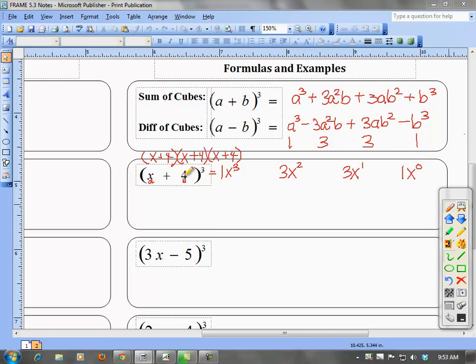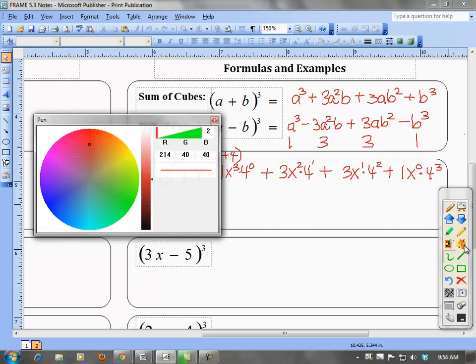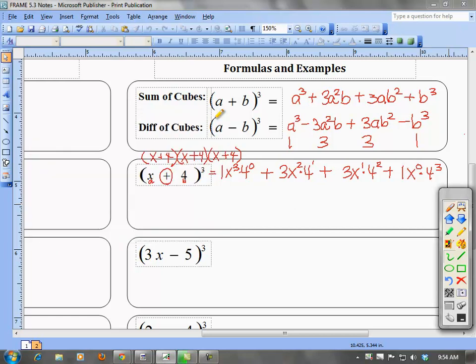Now, I started at 3 and worked my way down. When I do this with the 4, I'm going to start at 0 and work my way up. So I'm going to times this by 4 to the 0, times this by 4 to the first, times this by 4 to the second, times the last one by 4 cubed. In between each of these, because there is a plus sign, I'm going to put a plus sign between each of these. If you can get yours set up, now we just need to look at how this works. Okay, so I'm going to change my color. Let's take a look at it.